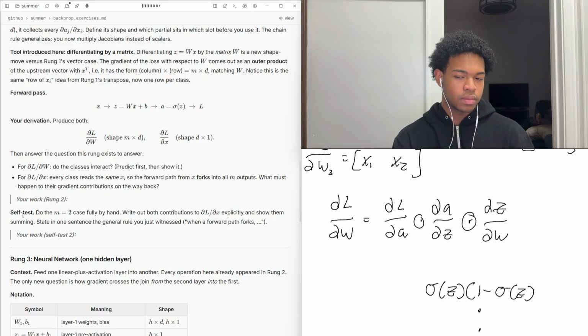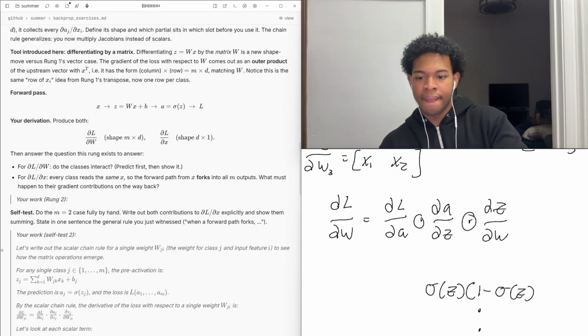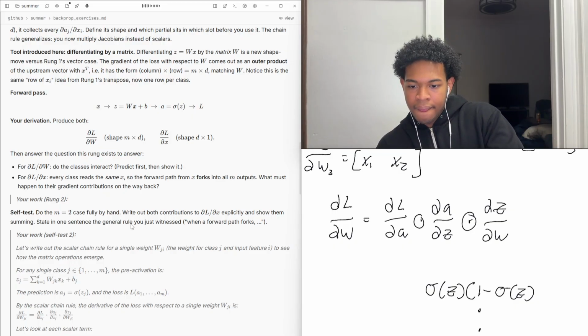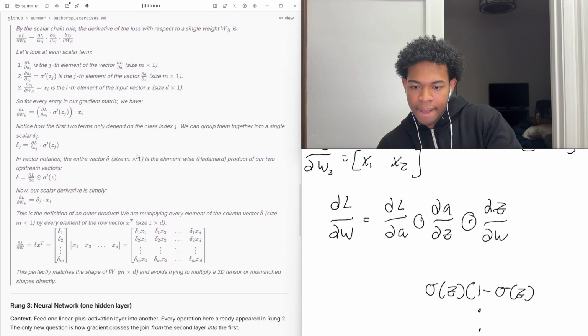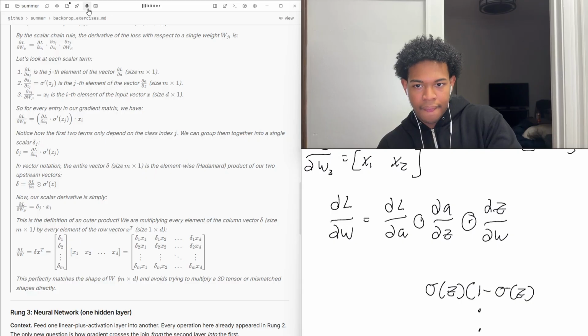I can absolutely write that out for you in the self-test section of rung 2. I will show you the exact step-by-step math starting from the scalar chain rule for a single weight, and then show how it naturally groups into the vector Hadamard product and the matrix outer product. Let me write that directly.